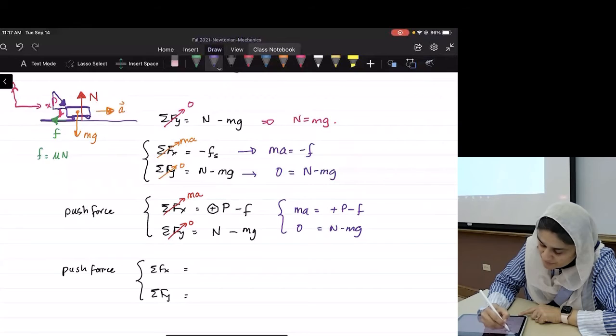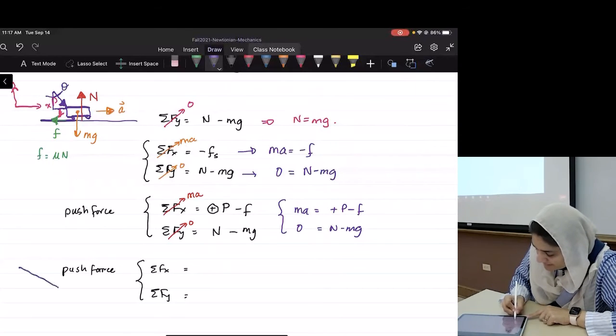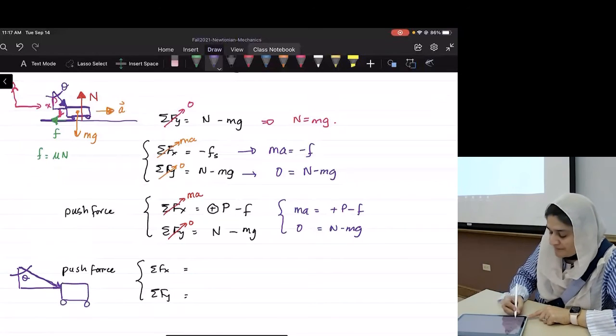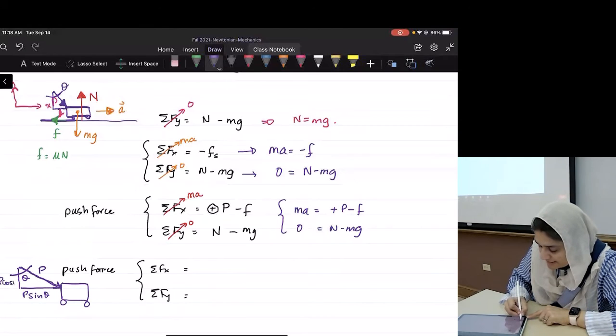So if this angle is, pick an angle, theta. I should actually redraw that. This is my push force, this angle is theta, and that's my car. So if this is P, this will be P sine theta. And that's my base angle, which will be P cosine theta.